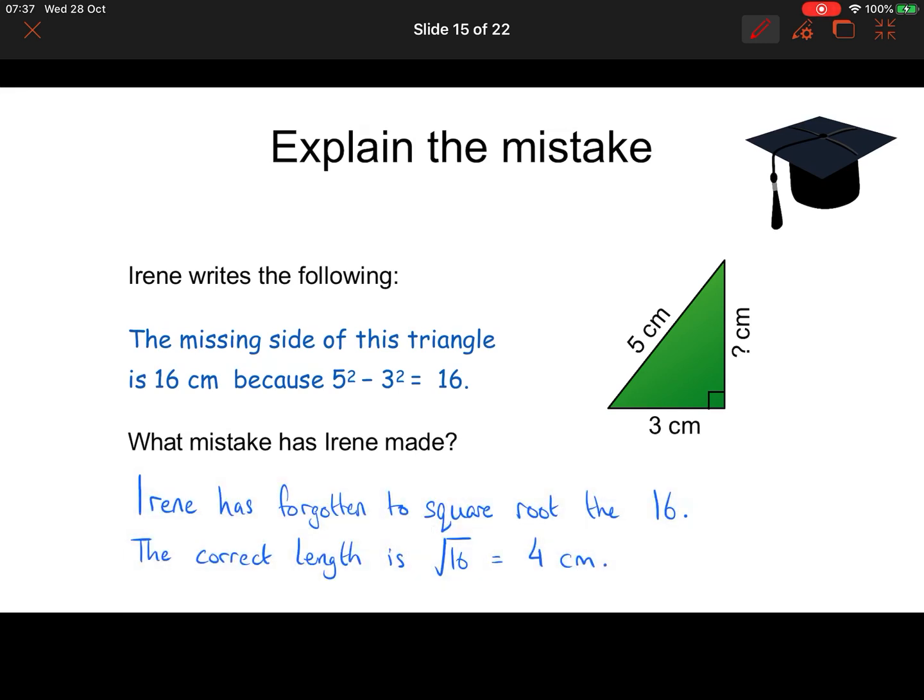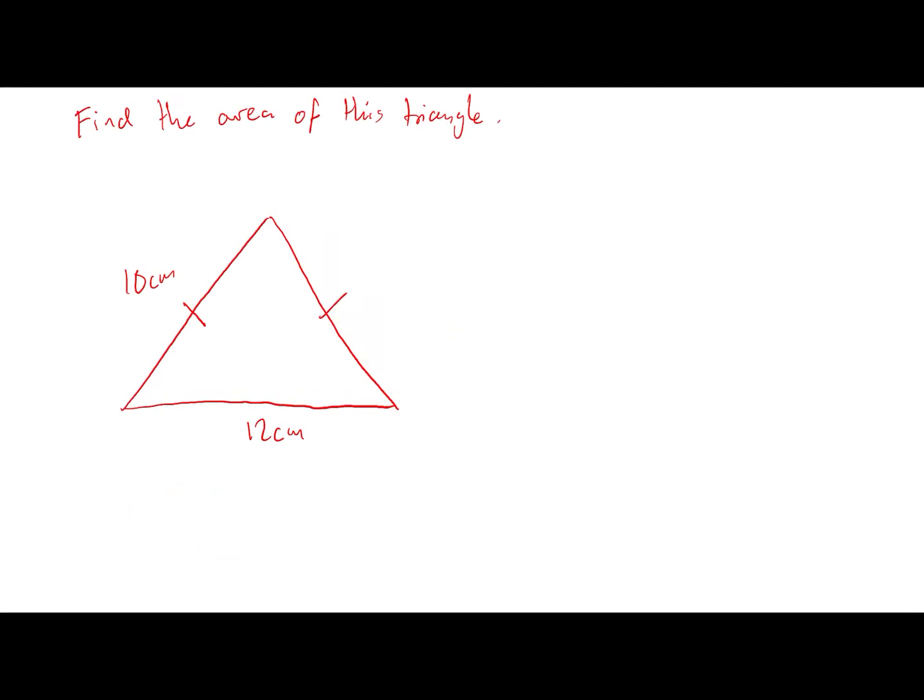Okay, here's the answer. Irene has forgotten to square root the 16. Remember, we've got to show our working out: x squared plus 3 squared equals 5 squared. So x squared equals 5 squared minus 3 squared, which is 16. But to find x, we square root both sides of the equation. So x is actually equal to 4 centimetres. Make sure you show your working out for every single question.